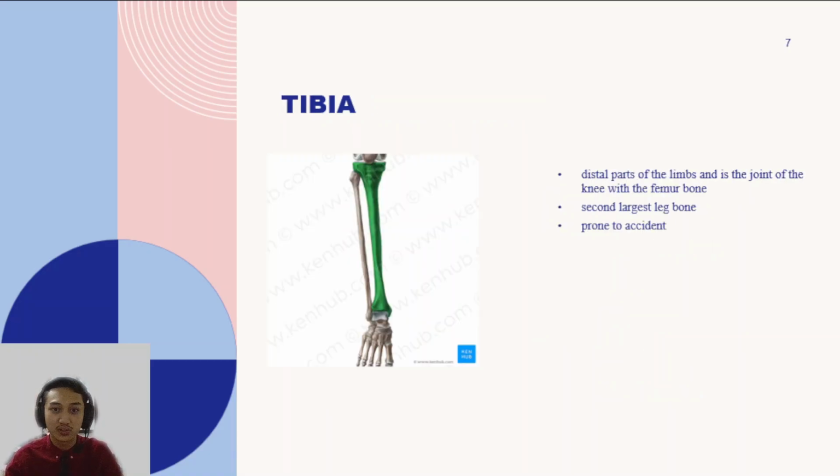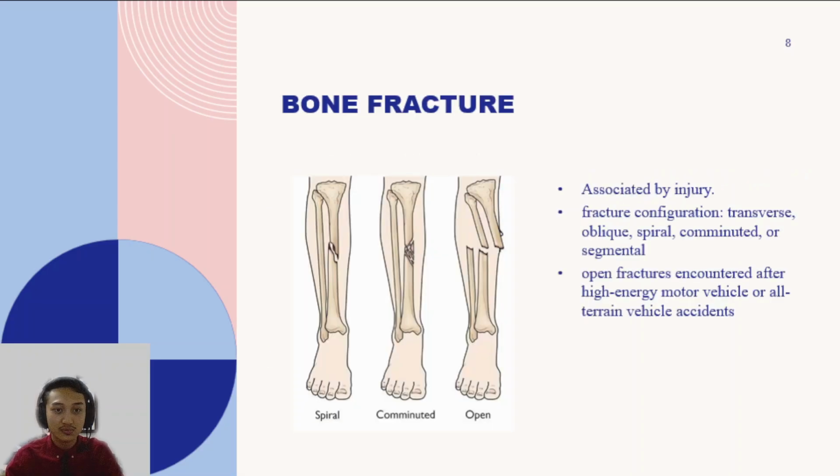Tibia is the distal part of the limb and is the joint of the knee with the femur bone, and is the second largest leg bone after the femur, and it is prone to accidents, especially car accidents. Bone fracture is associated with injury or high force. Fracture configurations of bone fracture are transverse, oblique, spiral, comminuted, and segmental. Open fractures are encountered after high energy motor vehicle accidents, or what we call high force accidents.